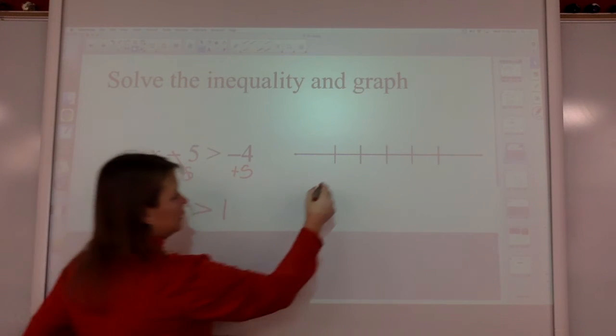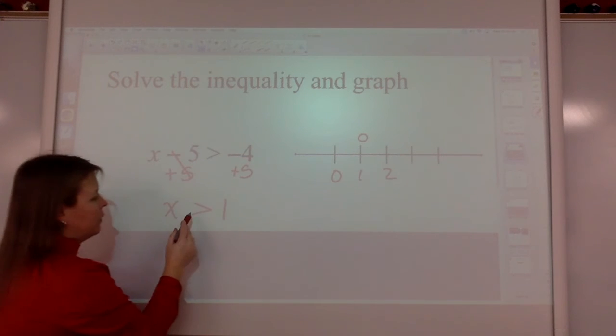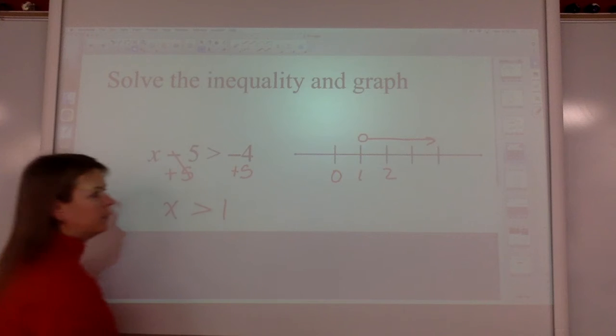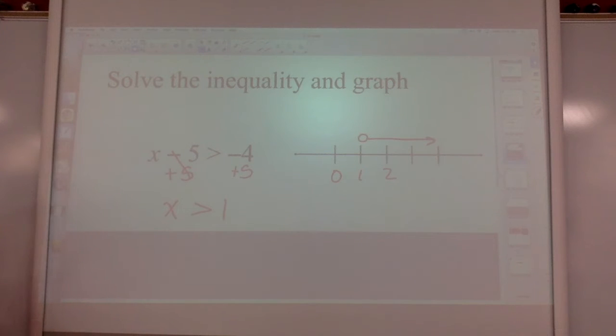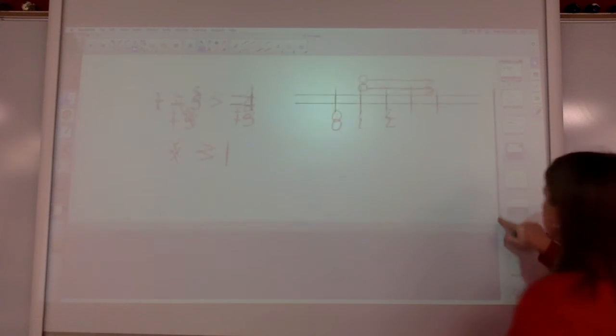Once you get your answer, come over here and put a few numbers on the graph. Open circle over the 1 because there's no underline, and we are going greater than. So you're going to have to solve and graph. Next one.